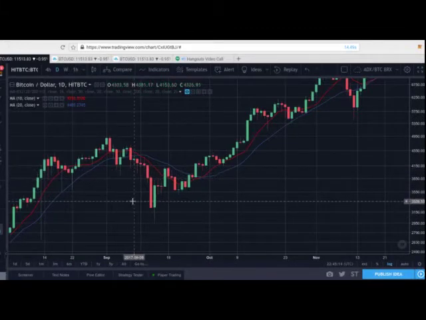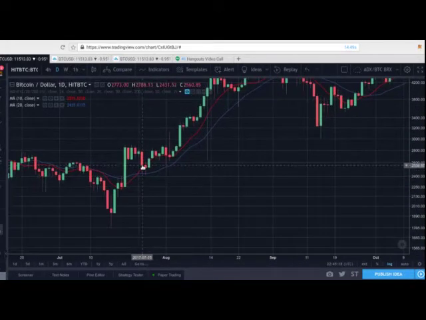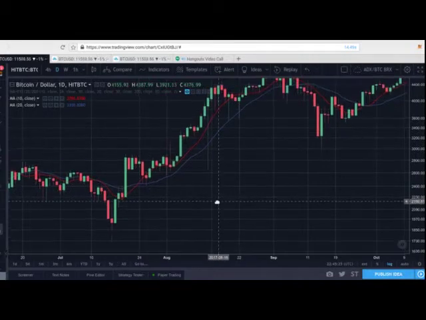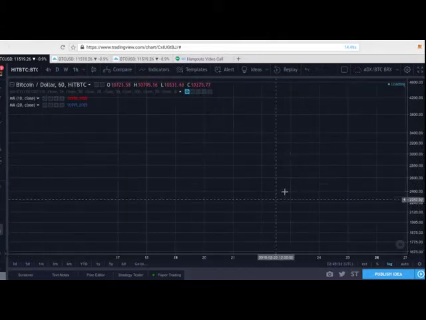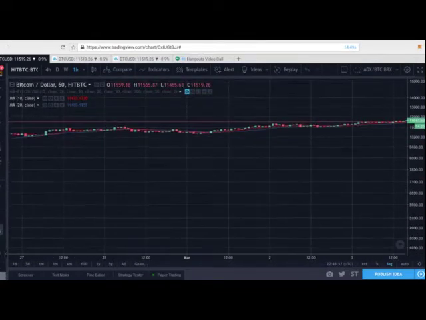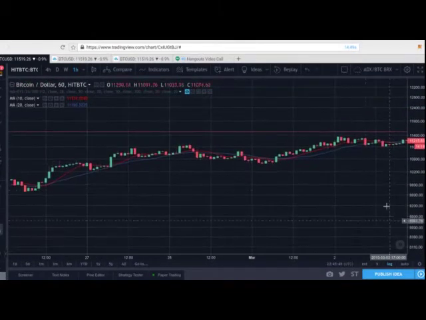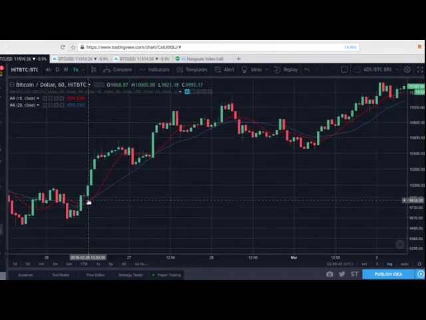Now, when you see the quick or fast moving indicator, the one with the smaller range, cross over the slower moving average, that is a buy signal. This is sometimes referred to as a golden cross. You can use this on any time frame, including the hourly time frame. I've all of a sudden lost my Bitcoin chart. There we go. So right here, here's your buy signal.